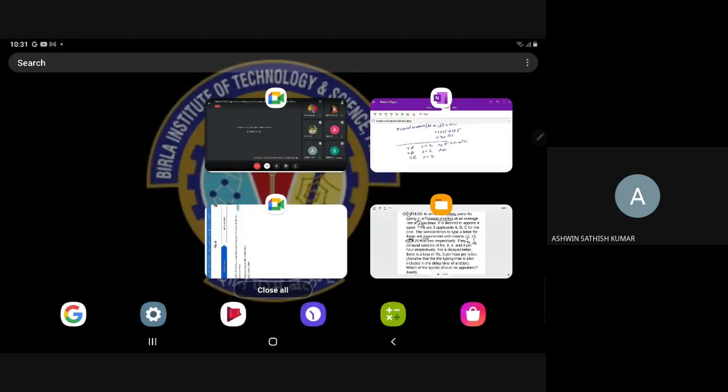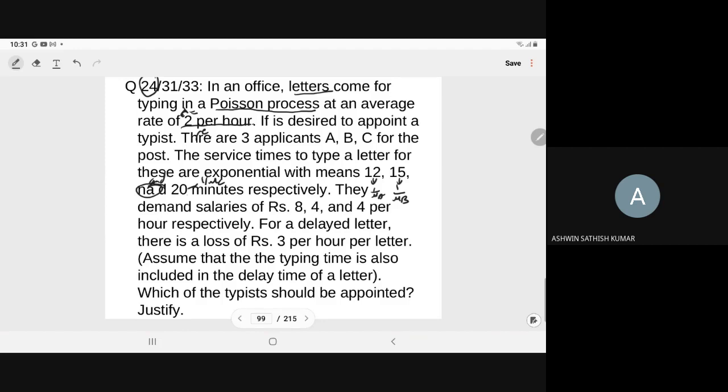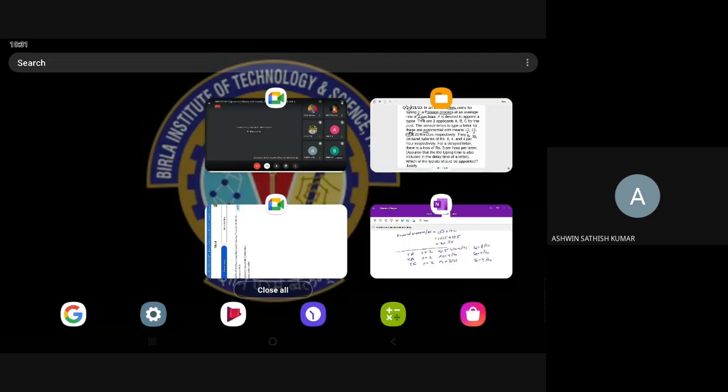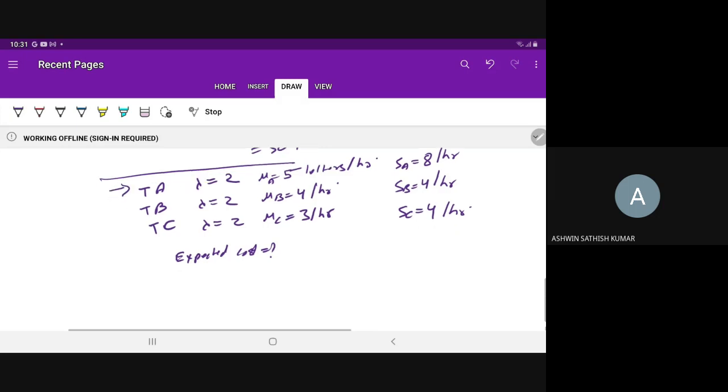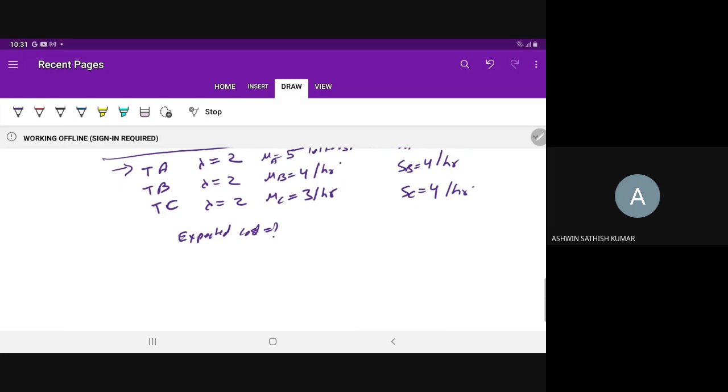The salary is given to you. So now we have to compute the expected cost. First of all, if you talk about typist A, which model is it? Single typist, so we have the MM1 FCFS infinity model. Similarly for typist B, similarly for typist C.